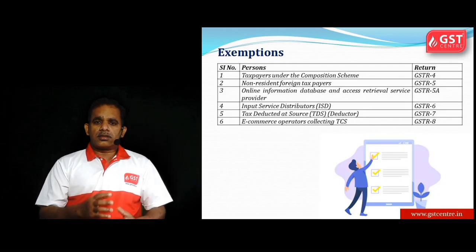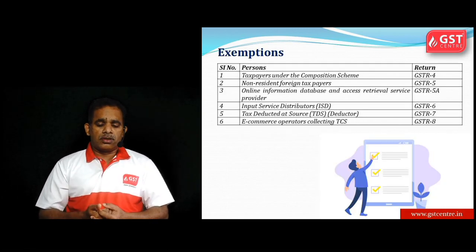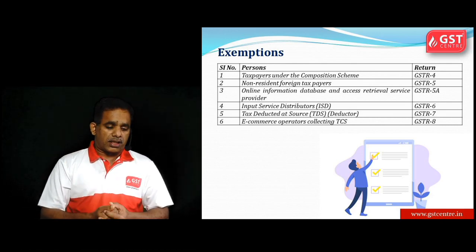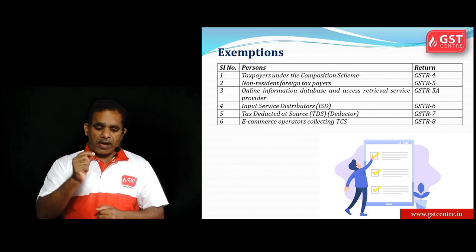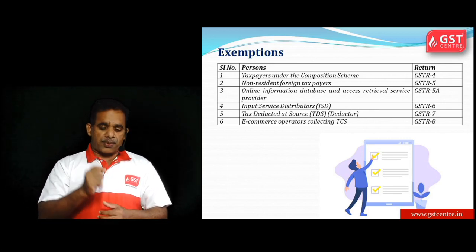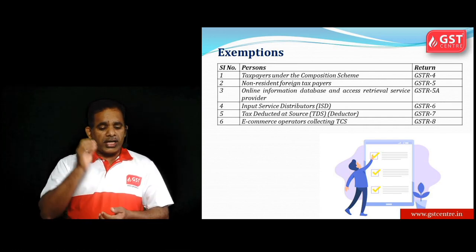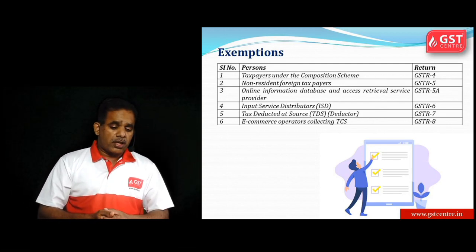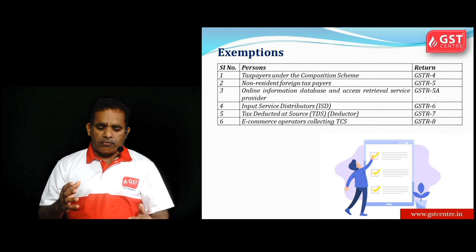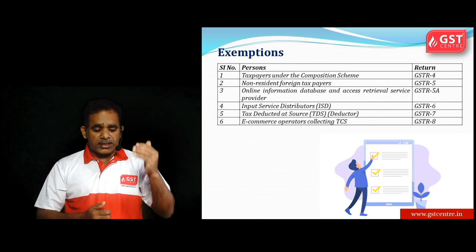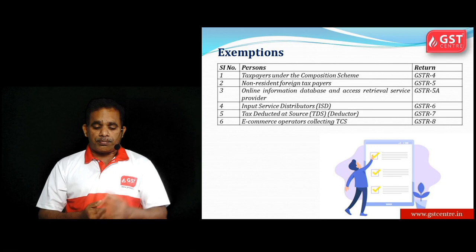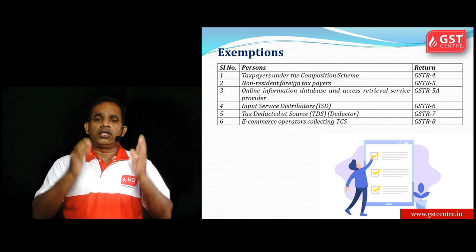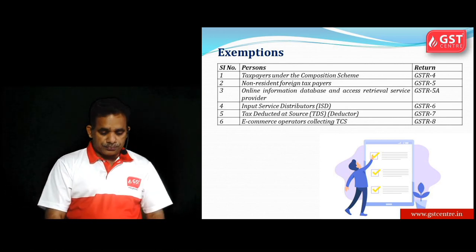Then there are some other business persons who don't file GSTR1. They need to file some other return. Taxpayers under the composition scheme need to file GSTR4. Non-resident foreign taxpayers need to file GSTR5 return. Online information database and access retrieval service providers need to file GSTR5A return. Input service distributors, or ISD, need to file GSTR6 return. Tax deducted at source, that is TDS deductors, need to file GSTR7 return. And e-commerce operators collecting TCS need to file GSTR8 return.